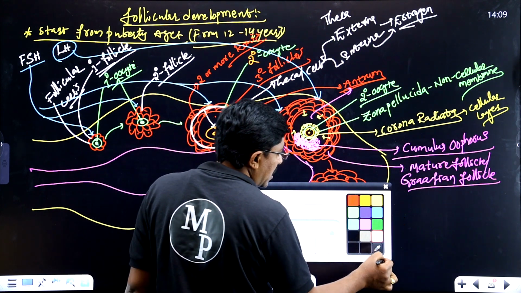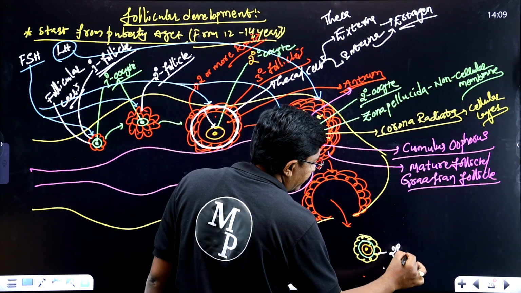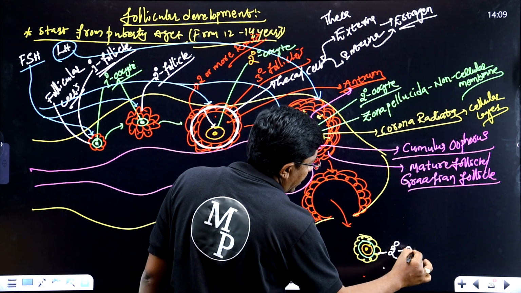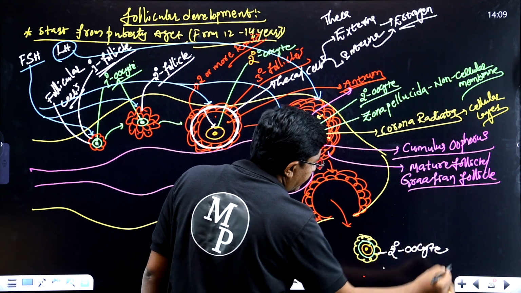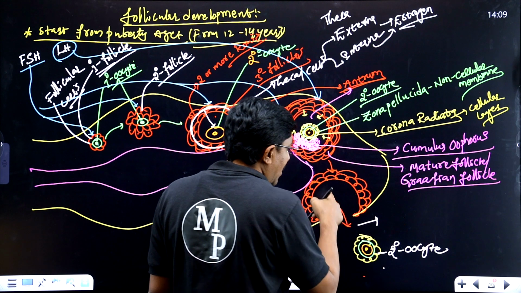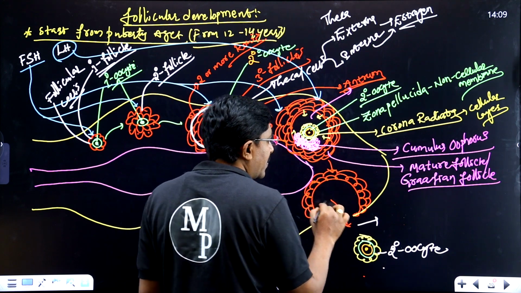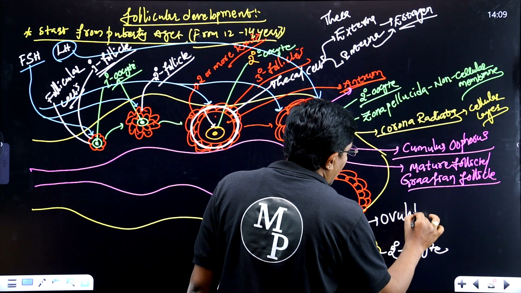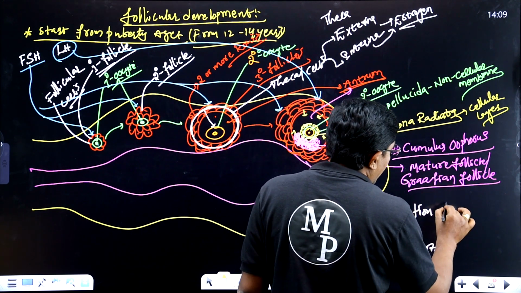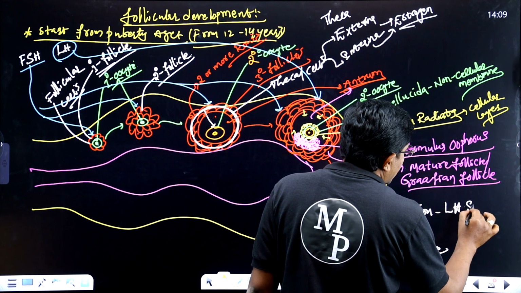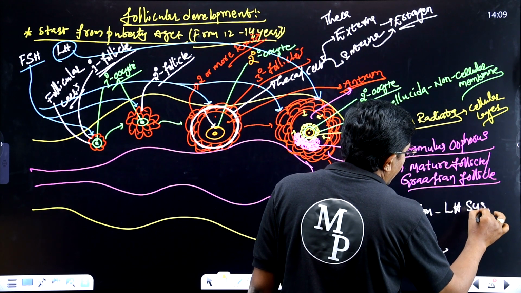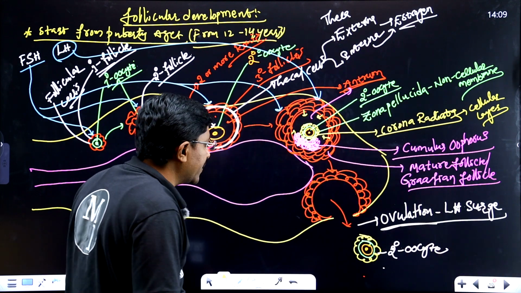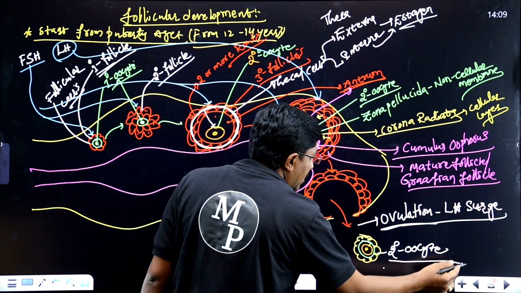This is the secondary oocyte, and the process of releasing the secondary oocyte from the Graafian follicle is called ovulation. For ovulation, which hormone is essential? LH surge. It helps ovulation. This is one secondary oocyte.